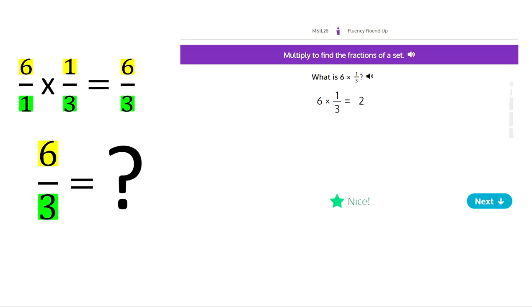You will recognize right away that 6/3 is a fraction greater than 1. So we need to convert that or rewrite that as a whole number if we can. That's right. We're thinking, how many times does 3 go into 6? Of course it's 2. The answer is 2 wholes.